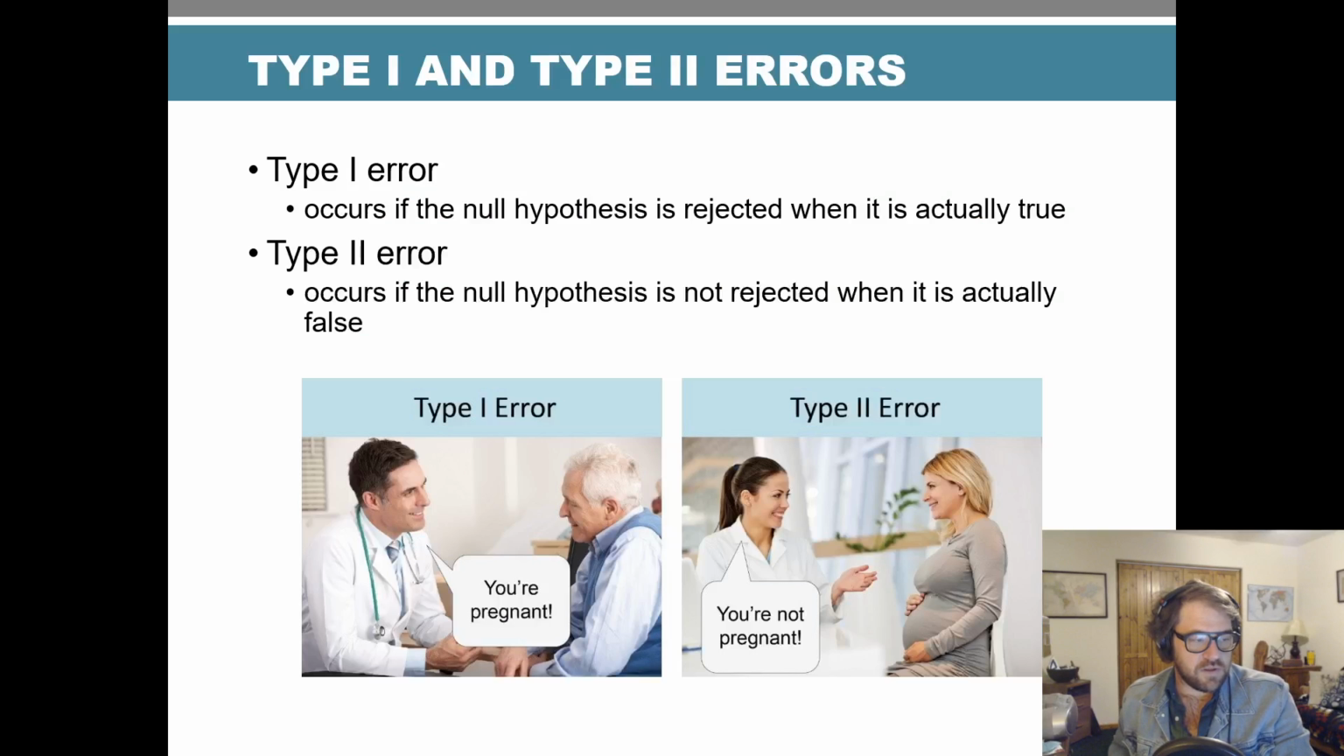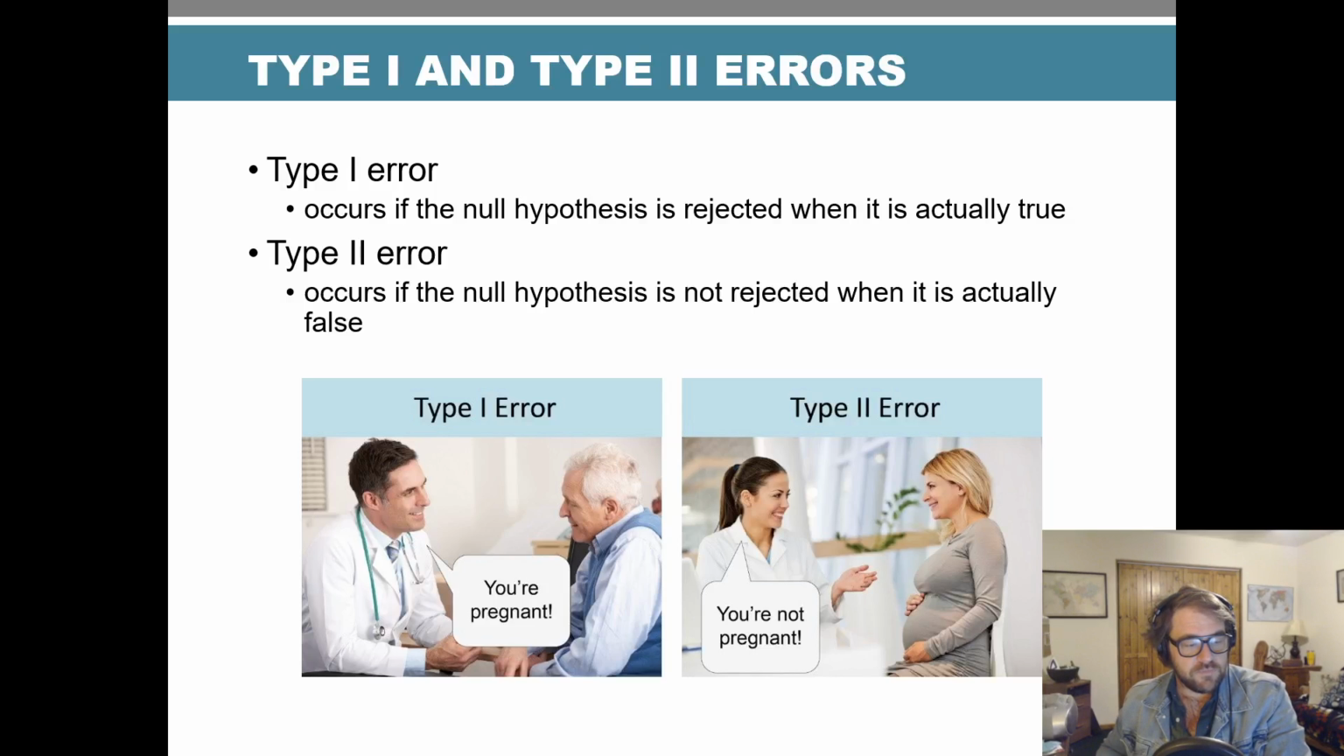Here's another look at type 1 and type 2 errors. So type 1, if the null hypothesis is rejected when it's actually true, like this doctor telling this old man, "Congratulations, you're pregnant." There's so many reasons why that's not right.